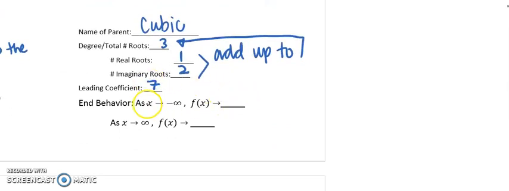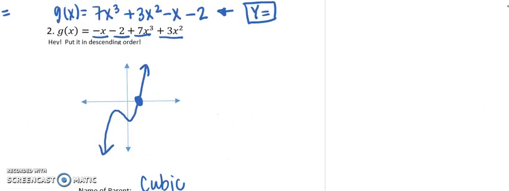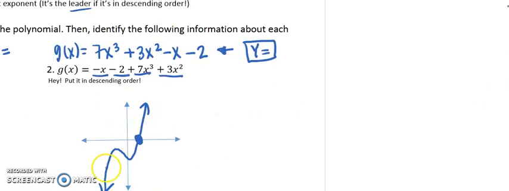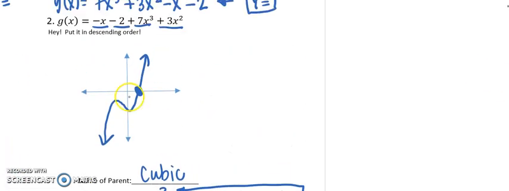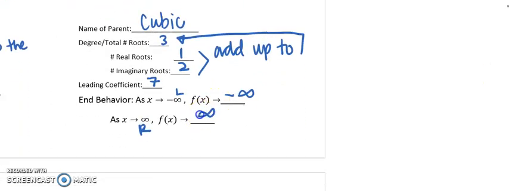And let's talk about this. As x goes to -infinity, -infinity would be the left, this one would be the right, and then we got to talk about does it go up or down. So as we go to the left on our graph, notice we are going down. As we go left, we go down, so -infinity. As we go right, we go up, so +infinity. There you go. All done with that one.